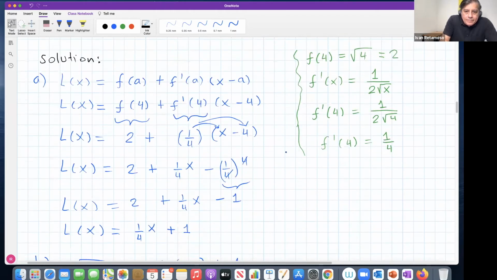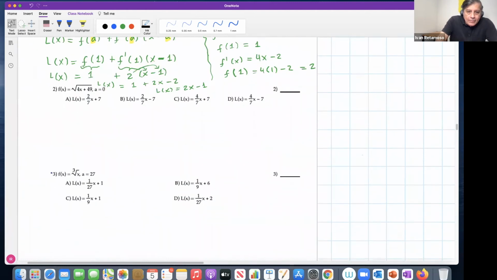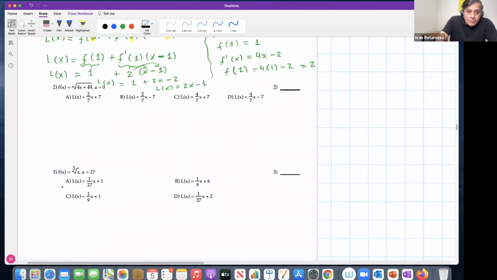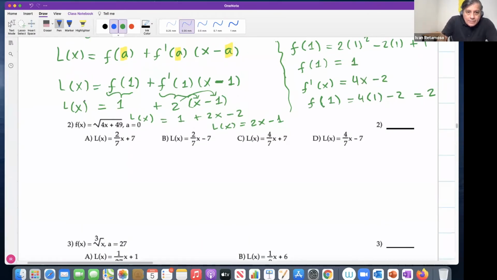So now, please try this one. And then I will show you how to do it with cube roots, functions that involve cube roots. So can you try this now, guys? F of x equals the square root of 4x plus 49. And the base point is 0. It's an easy base point to work with.